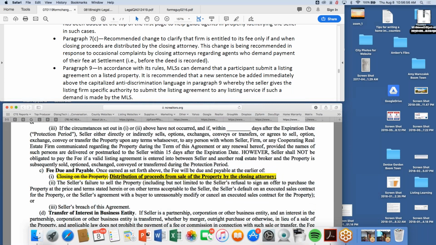Seven C clears up when we all get our commissions. When's the last time an attorney gave you a commission before they actually recorded? I imagine never. Well, in South Carolina, yes, but in North Carolina, they wanted to clarify that instead of closing on the property, our fee is due and payable at the distribution of proceeds from sale of the property by the closing attorney. I guess there was a group of us saying that based on the line closing on the property, we should be getting our checks a little bit quicker than we are. Well, everyone's agreed that it's when everything else is dispersed. Unfortunately, we're not as special as we think we are sometimes.